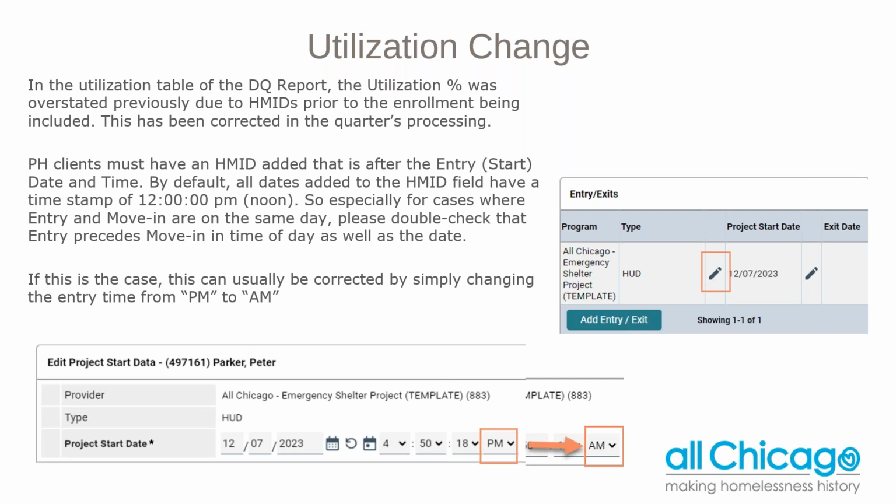If this is a case that you run into, to simply fix this, all you need to do is change the PM in the entry to AM, and that will essentially make the project enrollment before the housing movement date. But again, housing movement dates must be after the client enrolled in your project. If housing movement dates are prior to that, then they're not going to be included in the report.